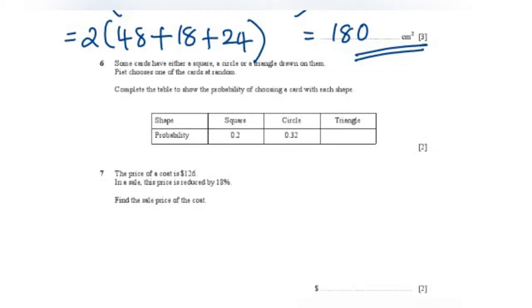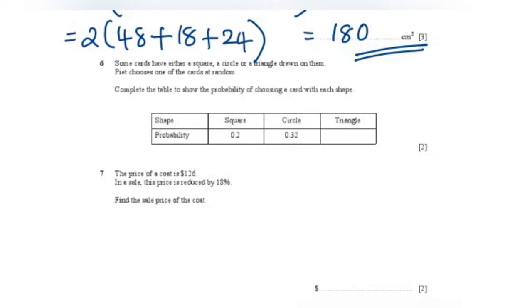The question says, some cards have either a square, a circle or a triangle drawn on them. Pyatt chooses one of the cards at random. Complete the table to show the probability of choosing a card with each shape. So a tabular column is given to us with the shapes square, circle and triangle, and the probability of getting a square is 0.2 and that of a circle is 0.32. We should find what is the probability of getting a triangle.